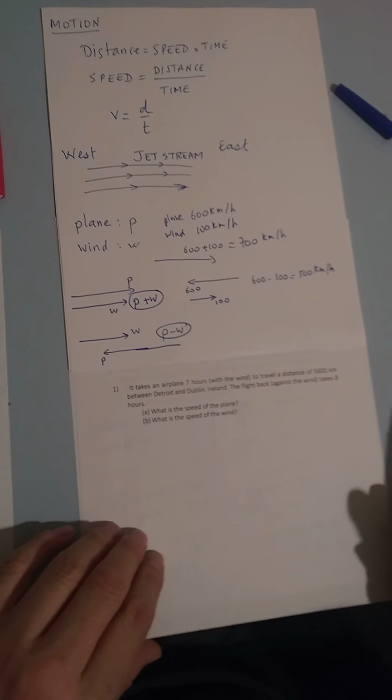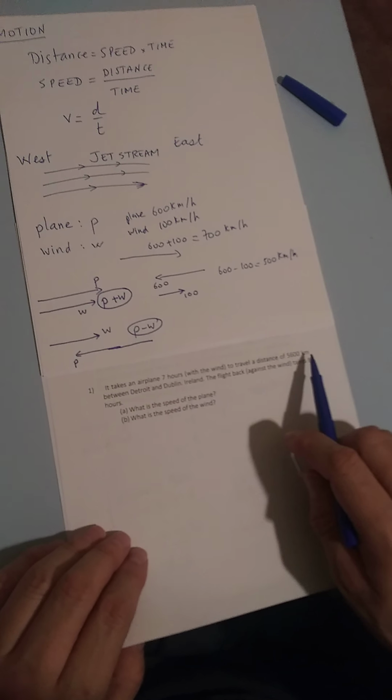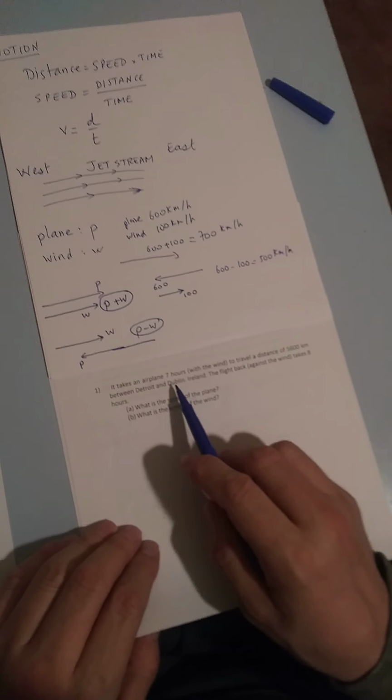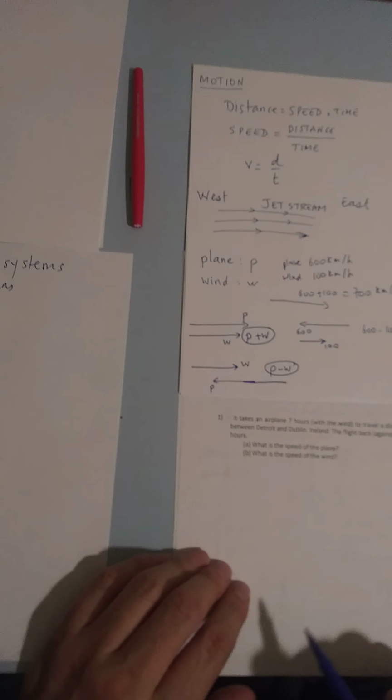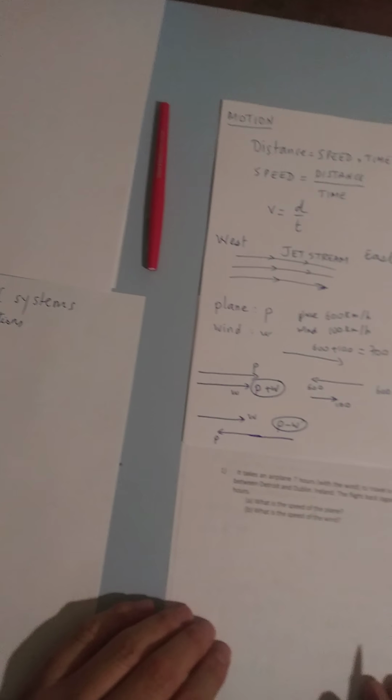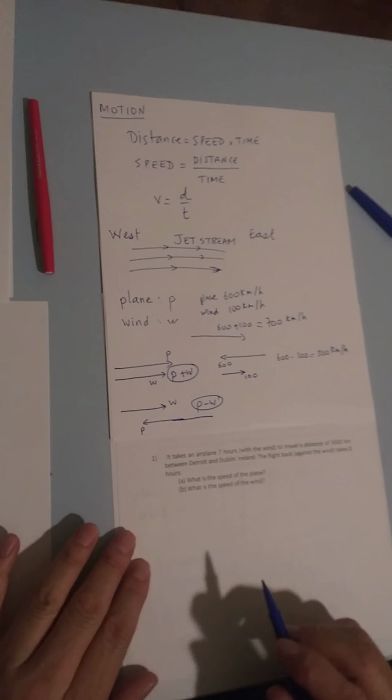It takes an airplane 7 hours with the wind to travel a distance of 5,600 kilometers between Detroit and Dublin. The flight back against the wind takes 8 hours. What's the speed of the plane? What's the speed of the wind? So first we need to find the two net speeds.